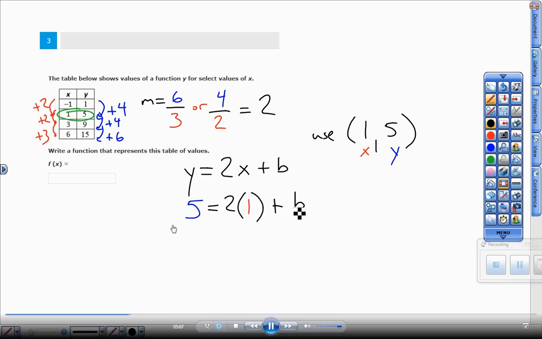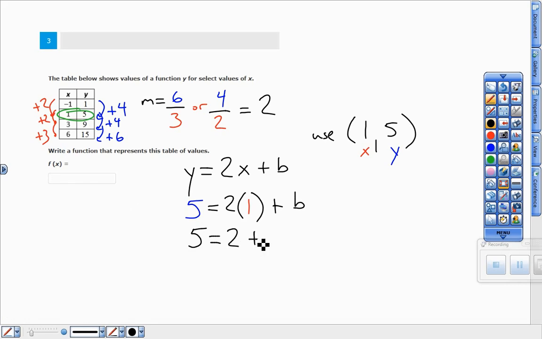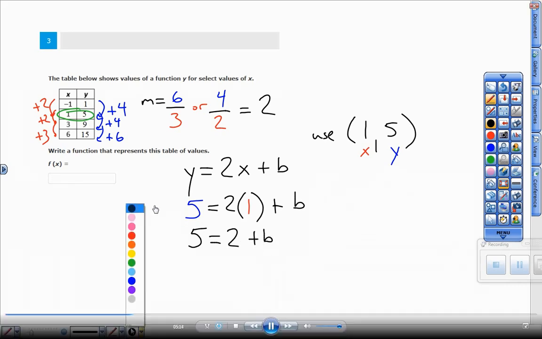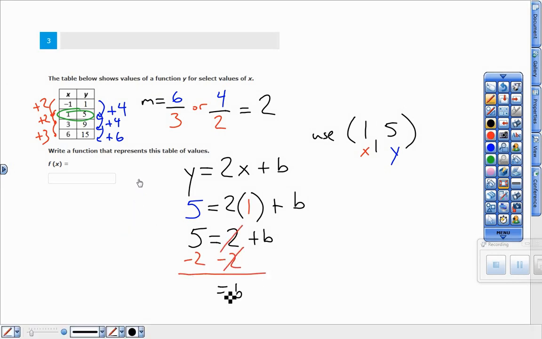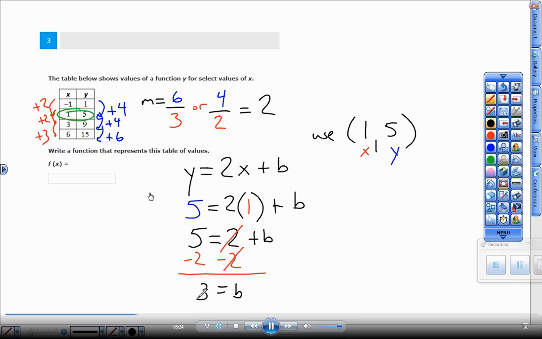So that gives me 5 equals 2 plus b. And then I'm going to take away 2 on both sides, minus 2, minus 2. And that gives me b equals 3. And then when I put those numbers back together in f of x form, f of x equals 2x plus 3.